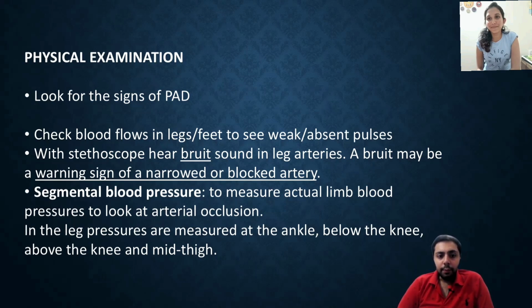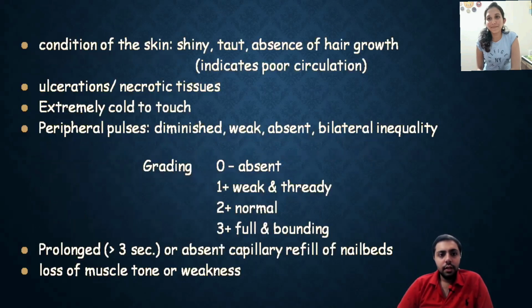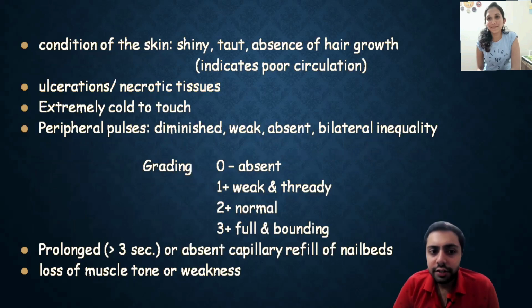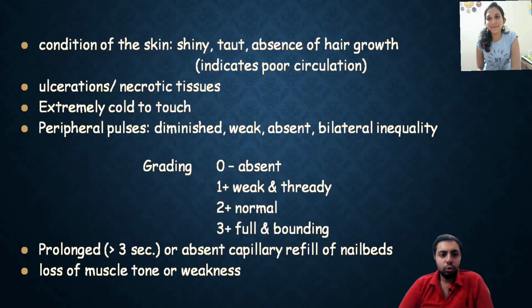Then there is segmental blood pressure. We have to measure the actual limb pressure of both the upper limb and lower limb. We have to check and measure both of them. So we have the ankle, below knee and mid thigh. The condition you have to see: shiny, taut, absence of hair growth, ulceration, necrotic tissues, extremely cold to touch.